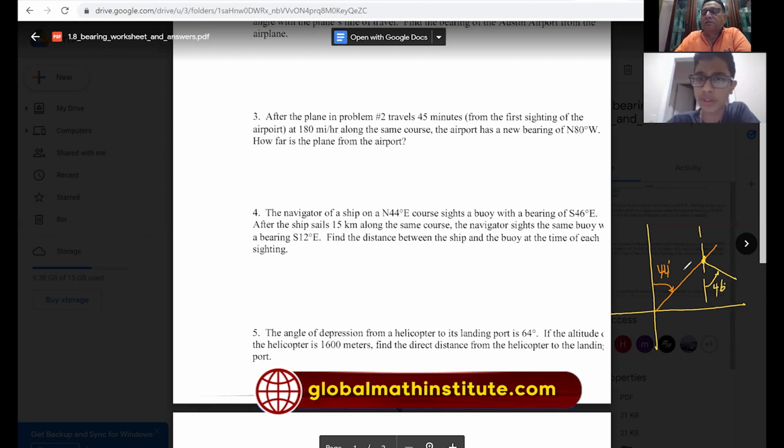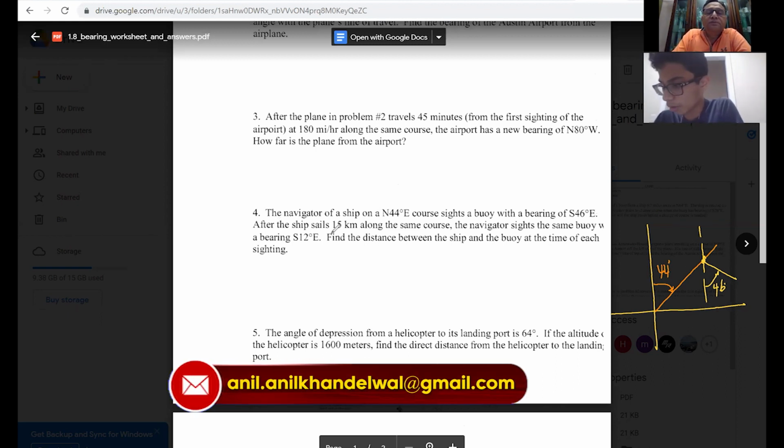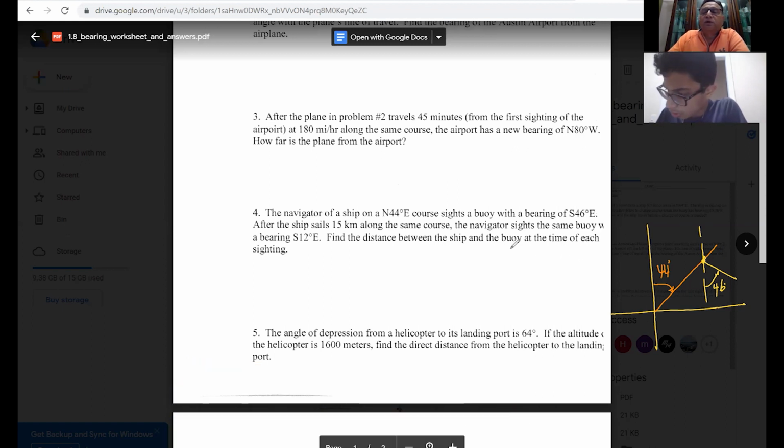Wait, so how do you know it's from that exact point? Any point. Take a random point. We don't know. After the ship sails 15 kilometers along the same course, so now 15 more kilometers, right? The navigator sights the same point at a bearing of south 12 degrees east.